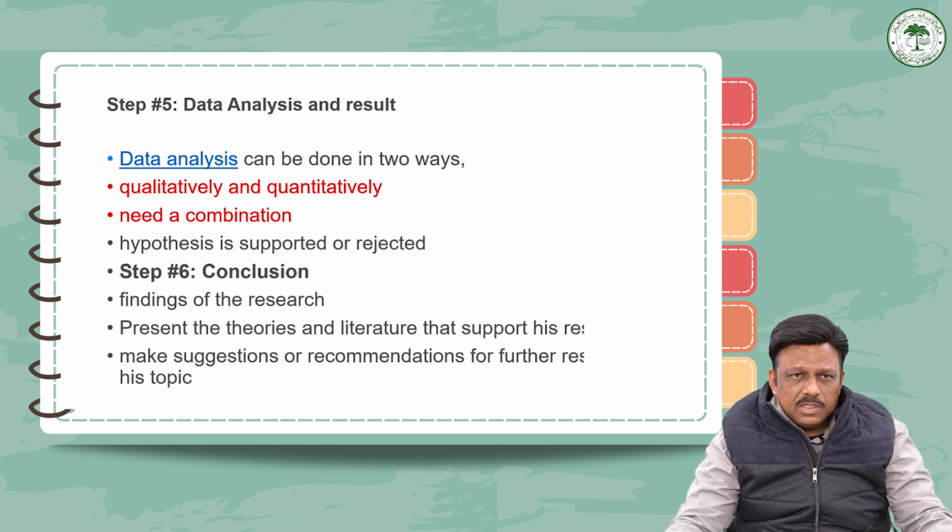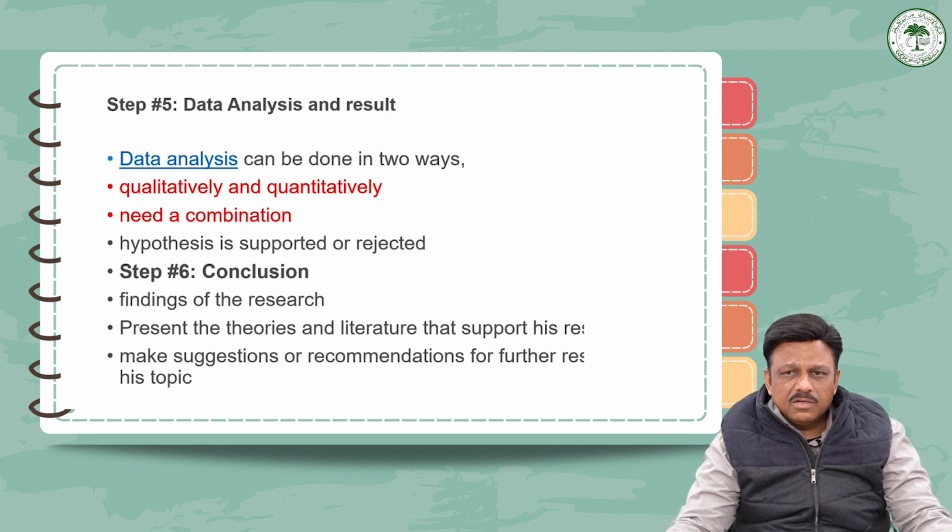Then the fifth step is data analysis and result. Data analysis can be done in two ways. One is qualitative and the other is quantitative. So the researcher will need to find out whether a qualitative or quantitative method will be needed, or will he combine both methods. Depending on the analysis of his data, he will know if his hypothesis is supported or rejected. So analyzing this data is the most important part to support his hypothesis.